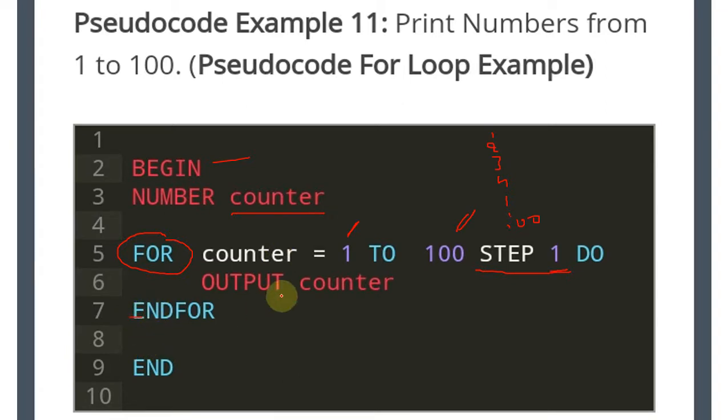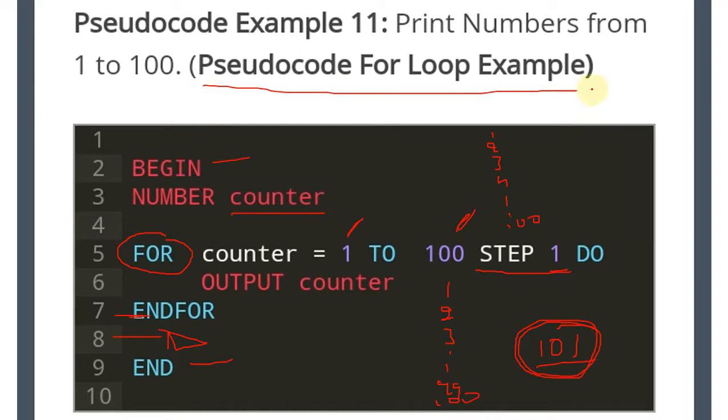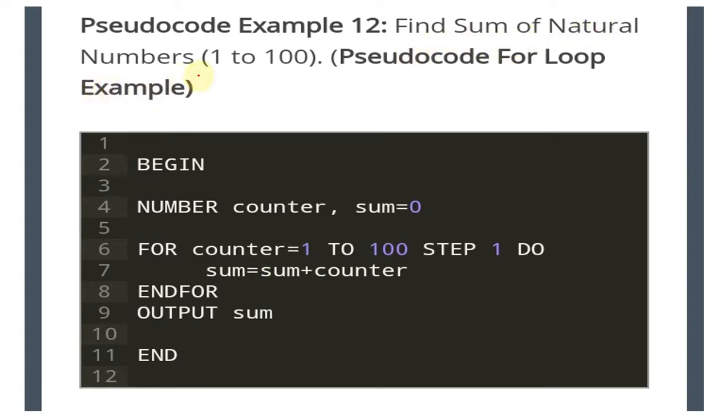End for. So if it is 1, output counter, so 1 will be printed. Next round the counter will be 2, and 2 will be printed. Next the counter will be 3, like that up to 99 and 100. Then step 1 means incremented, so the counter value becomes 101, not 100. What we said is to vary the counter value from 1 to 100 only. But now the counter becomes 101, so the condition becomes false. End for. Control will come to here and it will stop the program execution. So this is pseudocode for a loop. Similarly, find the sum of natural numbers 1 to, say, 100.